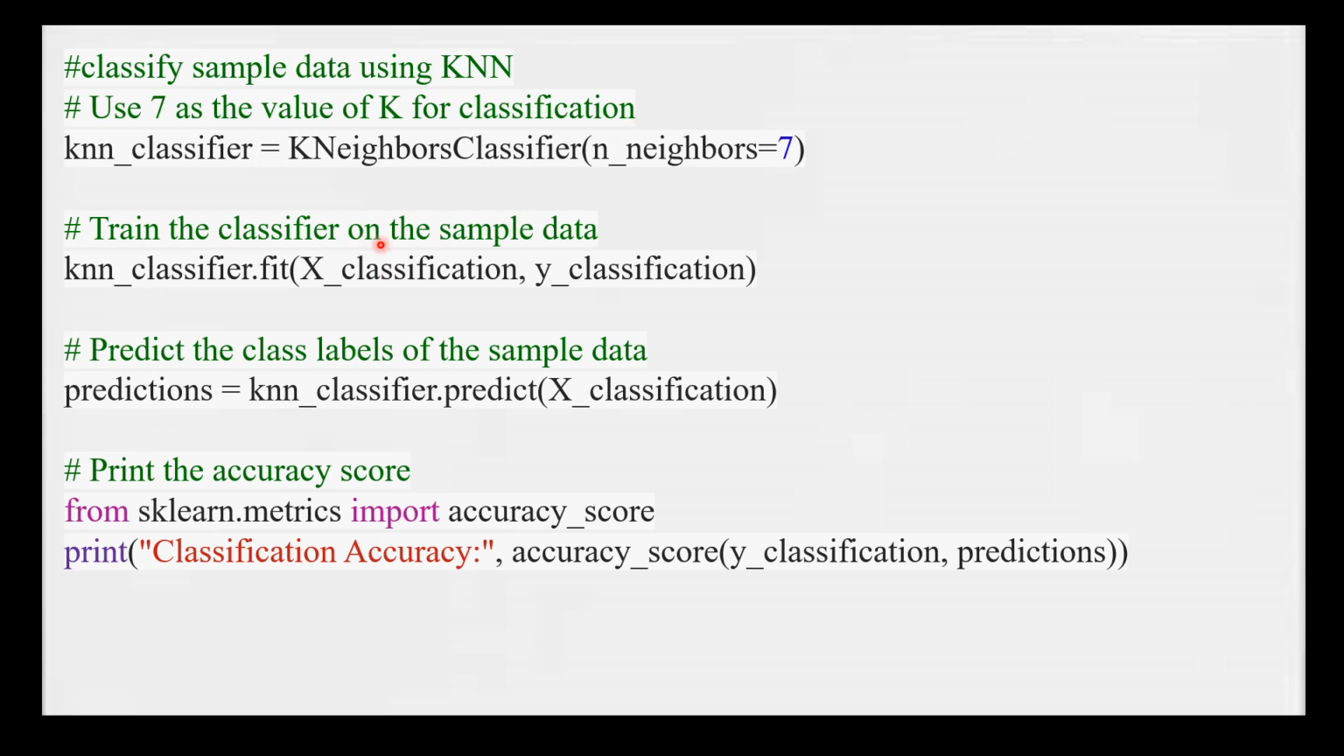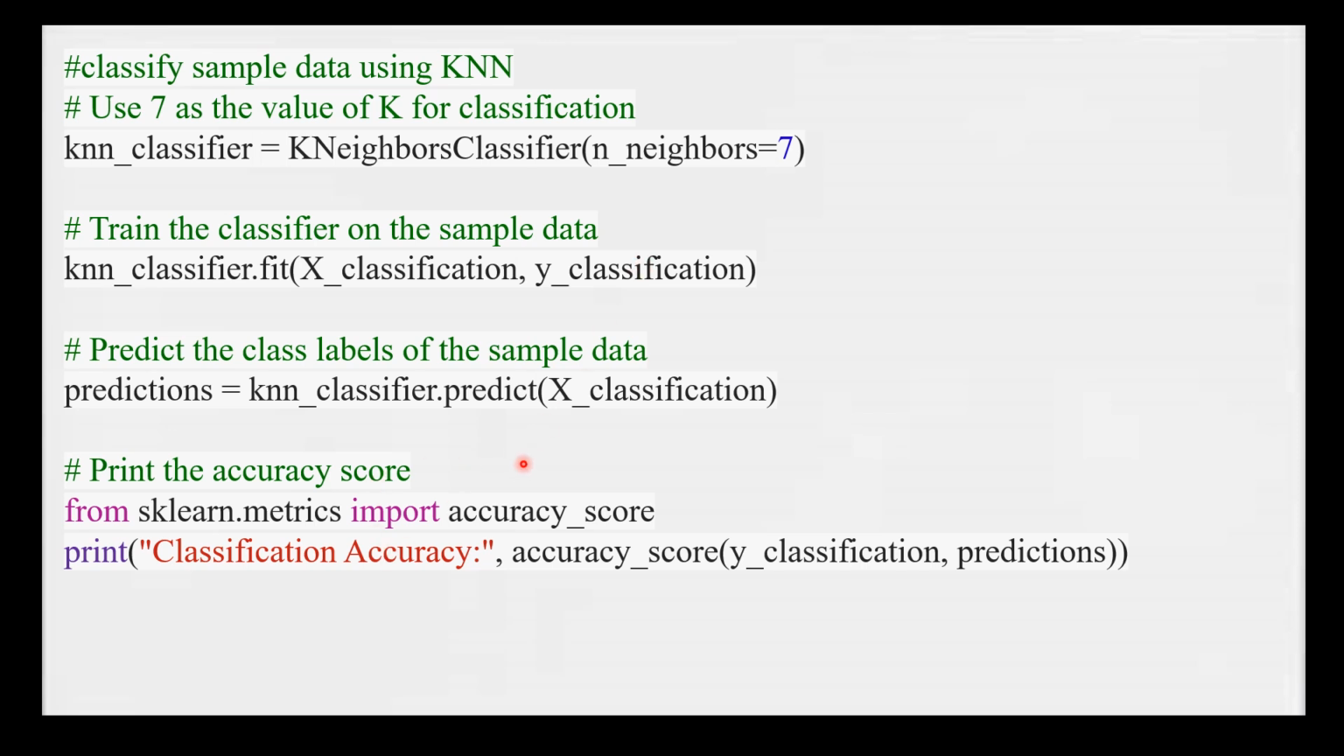And then we will create an instance of the k-nearest neighbor classifier with 7 as the value of k. That is the number of nearest neighbors to consider. And then we will train the KNN classifier on this generated classification data set. And finally, we will predict the class labels for the sample data sets.